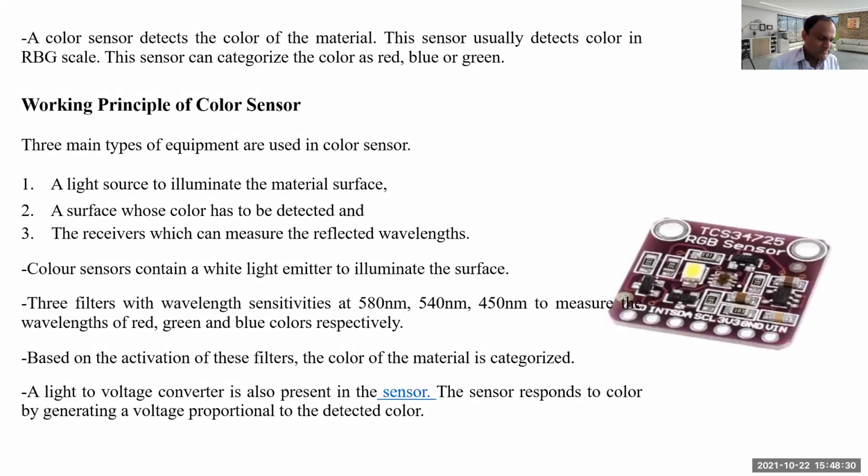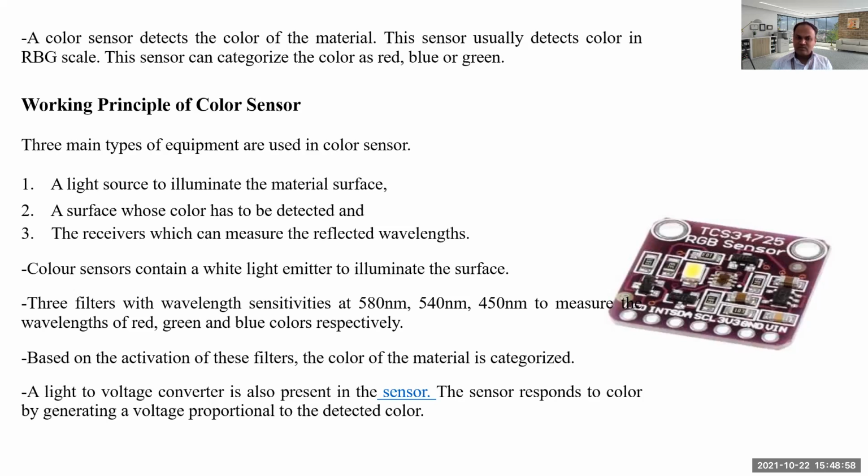Now, color sensors have been introduced. What do we mean by color sensors? These sensors are RGB types of sensors, that is red, green, and blue detection sensors. The equipment used in a color sensor is a light source to illuminate the material surface whose color has to be detected, and a receiver which can measure the reflected wavelength.